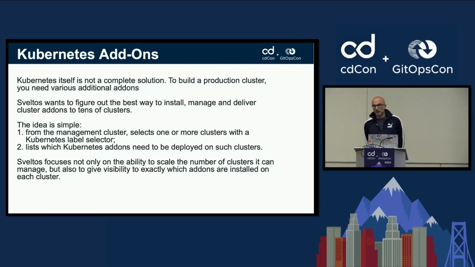As I mentioned, we started this project using Cluster API. So there is a management cluster, and from this cluster all the managed clusters are reachable. The idea behind Sveltos is that you install Sveltos in the management cluster, and then you use a Kubernetes label selector to select a set of clusters. Then you simply list all the add-ons that you want deployed, and you let Sveltos do the work. Sveltos is going to deploy all those add-ons.